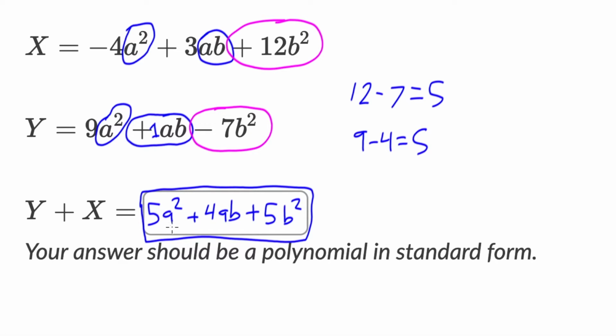And our answer is 5a squared plus 4ab plus 5b squared, okay? This cannot be reduced any further, and that is your answer, okay? Pretty cool. Let's go ahead and do 2 more problems just to really seal the deal, okay?